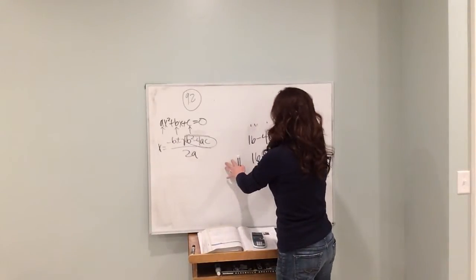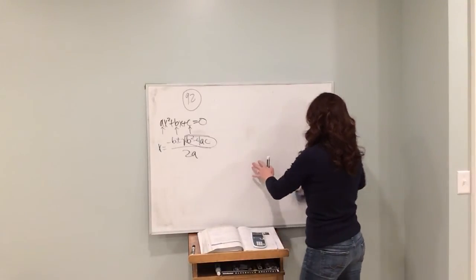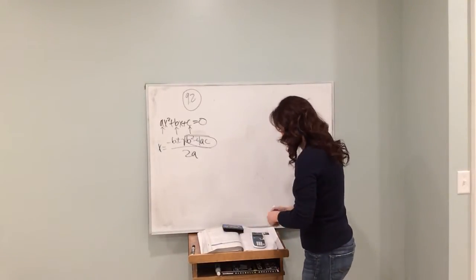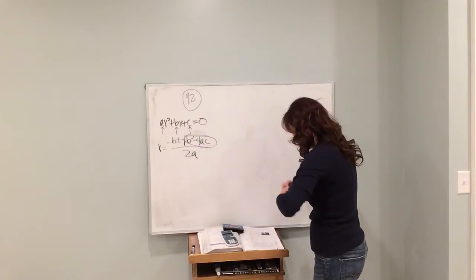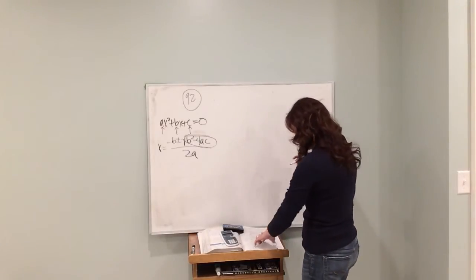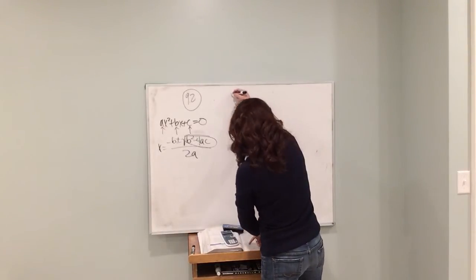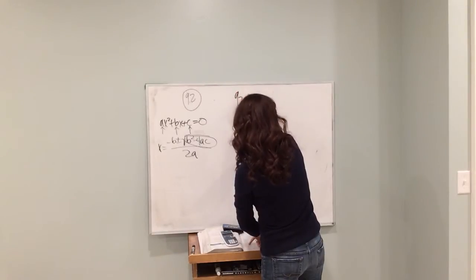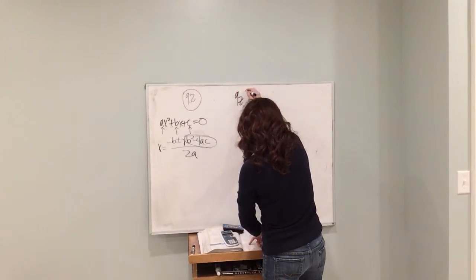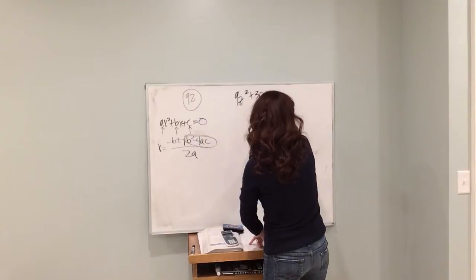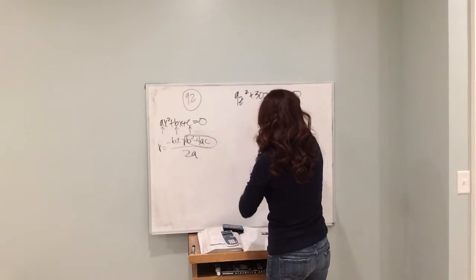So let's look at 18. Now, in my class, we did a little chart and showed, you know, if the discriminant is such and such, then these are the kinds of solutions you're going to have. So you could reference that. Let's look at problem number 18. 9z squared plus 30z plus 25 equals 0.